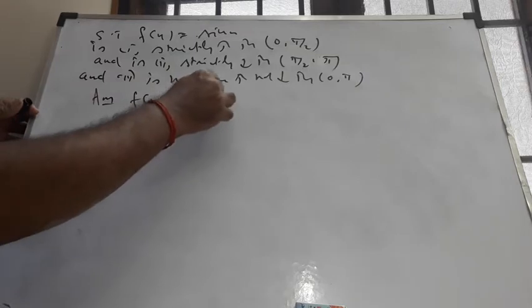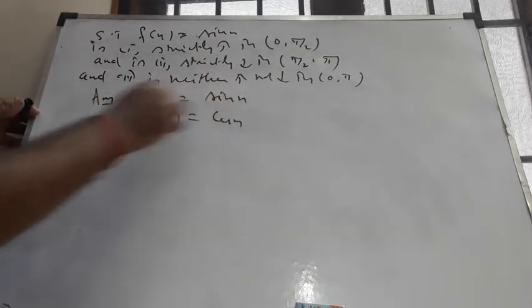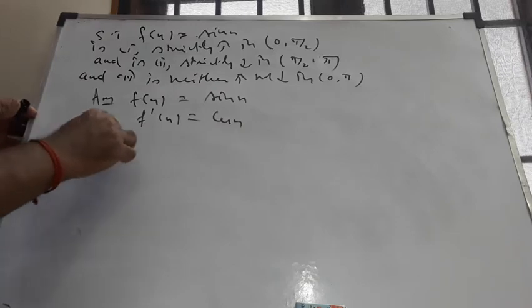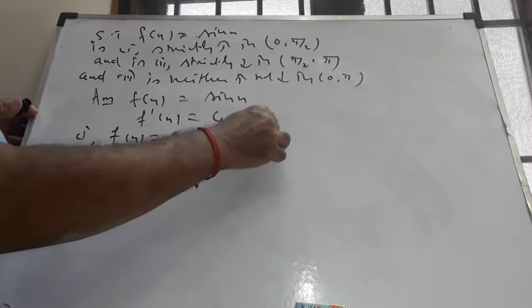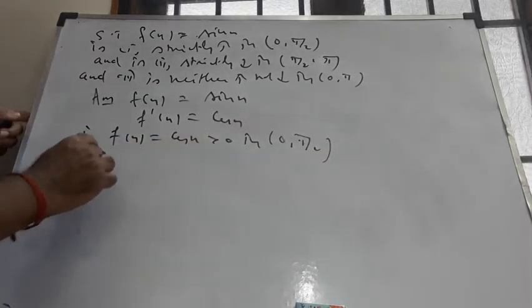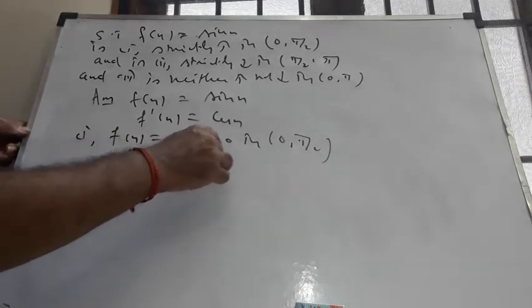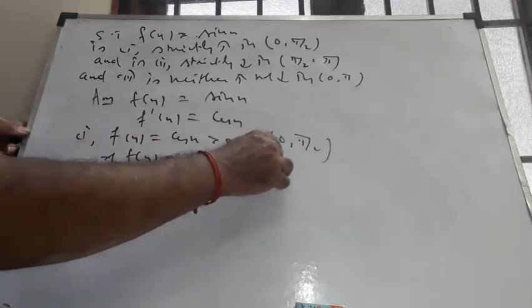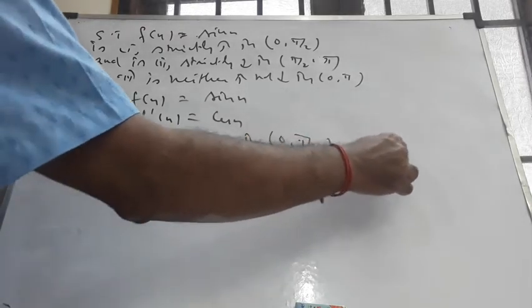Just listen. f of x equal to sin x, then f dash becomes cos x. Solution 1: f dash of x equal to cos x is greater than 0, since 0 comma pi by 2 is an angle in the first quadrant. This implies f of x equal to sin x is strictly increasing in 0 comma pi by 2.